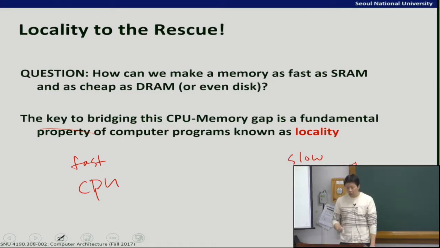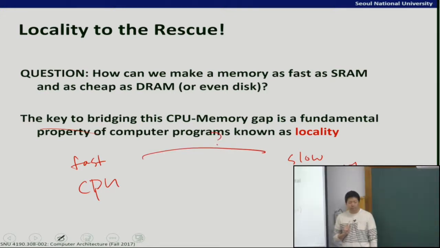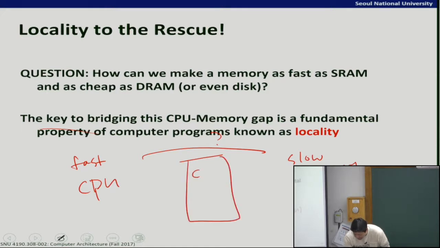Okay, so how can we bridge the gap between these two? The answer is, we place a cache here. This one is SRAM. Between the two, exploiting the principle of locality. Okay? So cache is nothing but a small piece of SRAM.